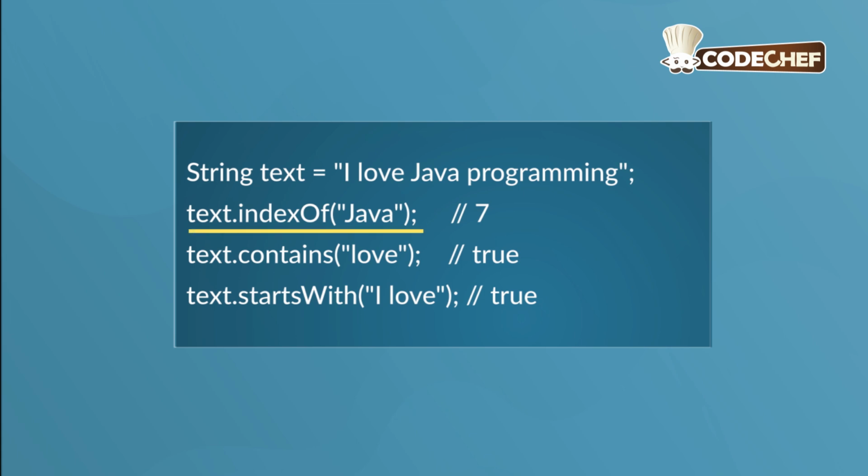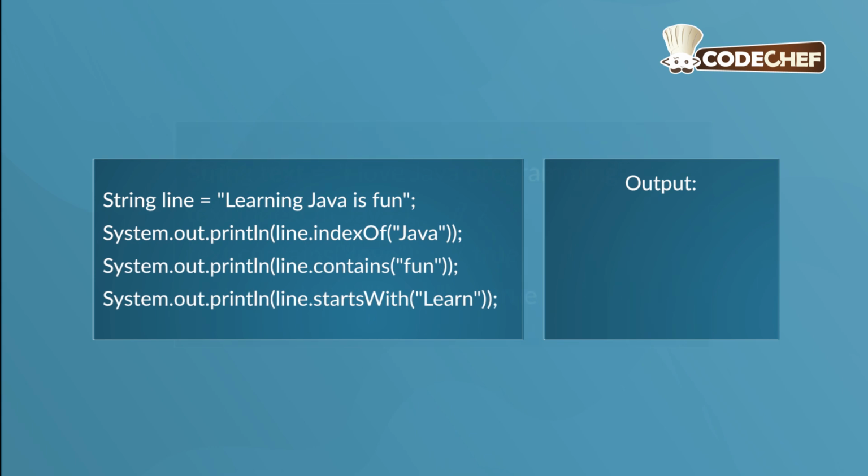The indexOf method tells you the position where a word or letter first appears. The contains method checks if a substring exists at all, returning true or false. And startsWith checks whether the string begins with a specific sequence of characters. Let's see how this works step by step.